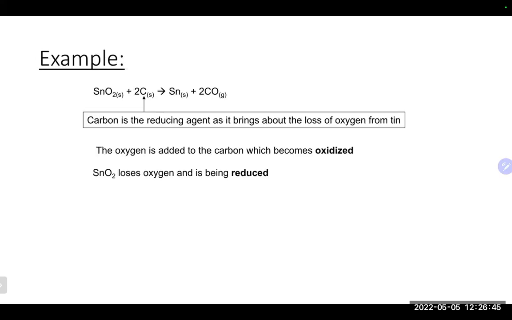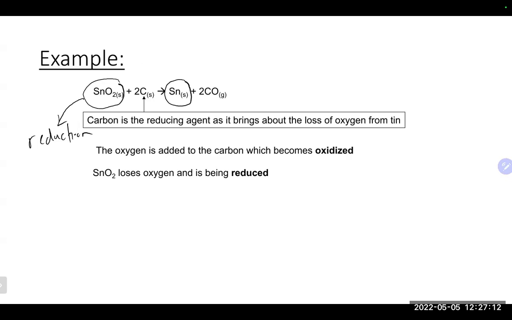And again, more in organic chemistry, you use those other definitions of oxidation and reduction, gaining and losing oxygen. So for example, here, if we look at our tin, it is going from oxygen on the left to no oxygen on the right. So that has lost oxygen, which is a definition of reduction.